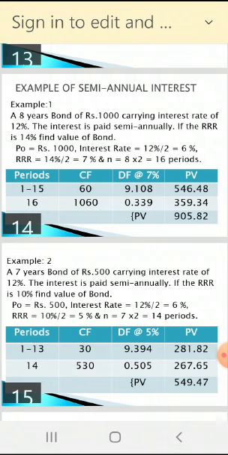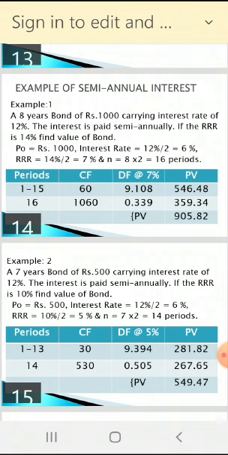Multiply by 1060, your answer is 359.34. Make the total of these two. Sigma PV is 905.82. This is the present value of the bond of rupees 1000. So if it is available at 905.82, you may go for buying this bond. This type of present value helps us decide whether to buy or not. That question is answered with the help of this valuation.